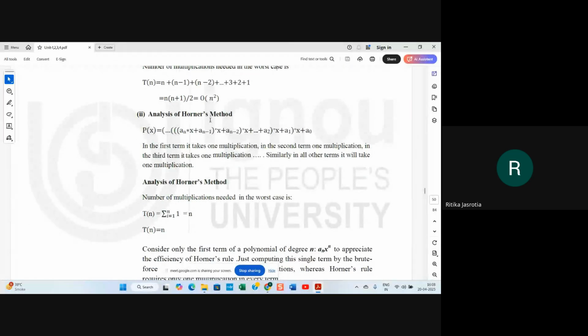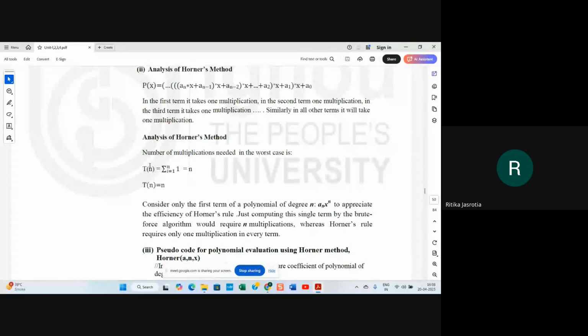And then analysis of Horner's method. If this is your polynomial, in the first term it takes one multiplication, in the second term one multiplication, in the third term one multiplication, and similarly all other terms take one multiplication. So the number of multiplications needed in the worst case, T(n), is the sum from i equal to 1 to n of 1, which will be n. So T(n) is equal to n only.